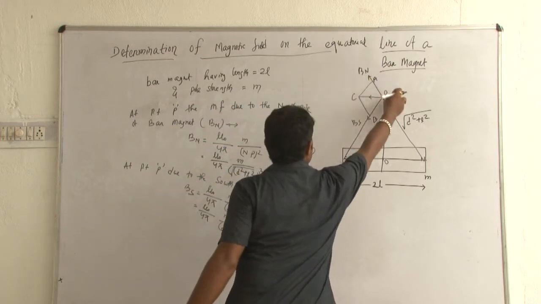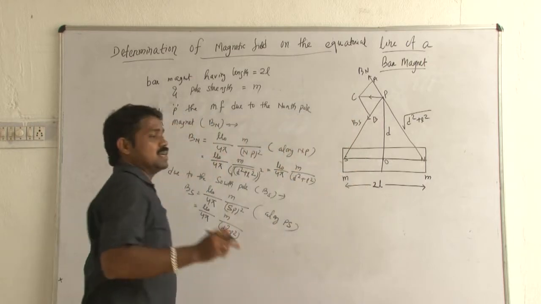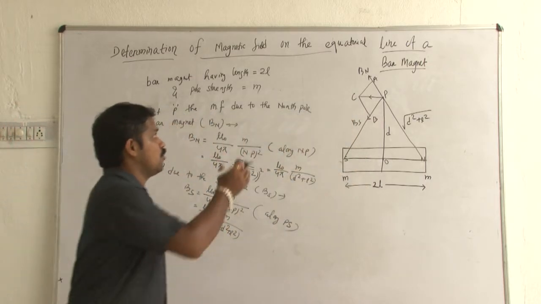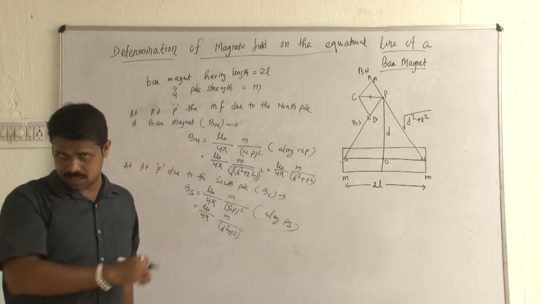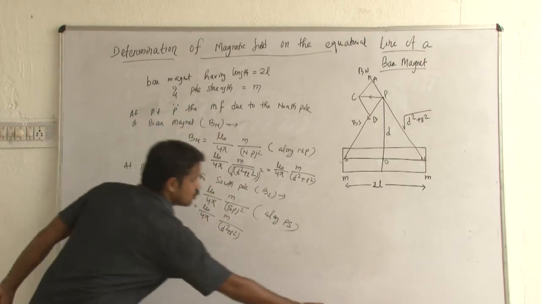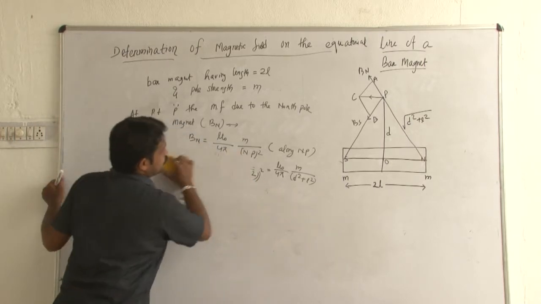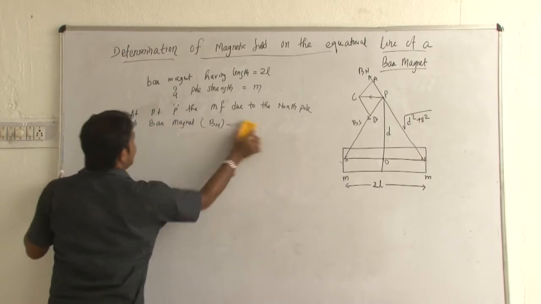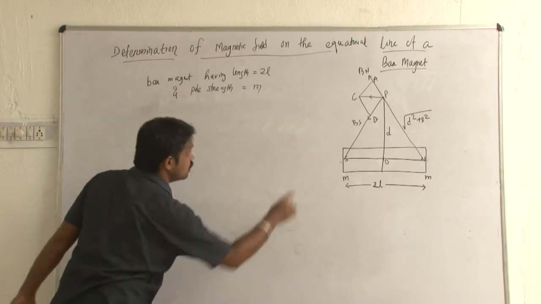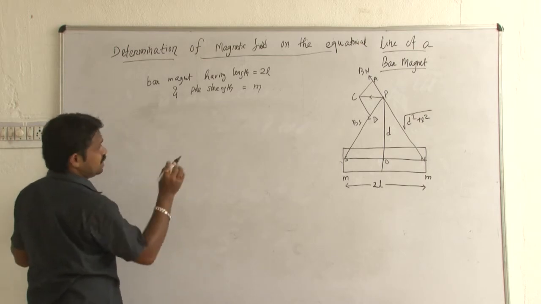If Bn represents PA and Bs represents PB, then PC represents the resultant magnetic field. So our aim or our requirement is to find out that one, that is PC, the value of PC. Okay, so to find out the value of PC, let us take two triangles.